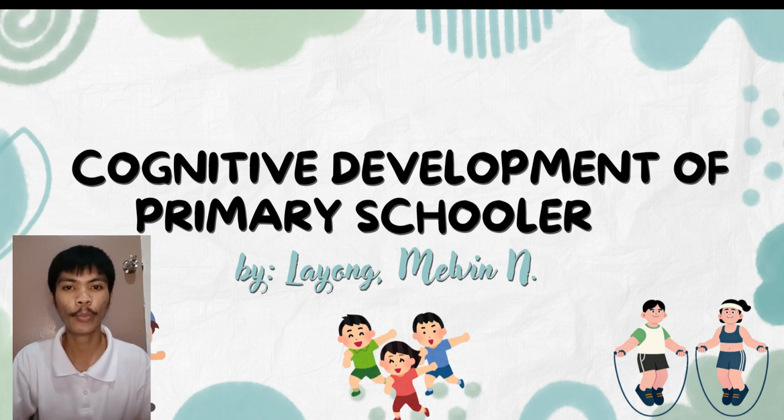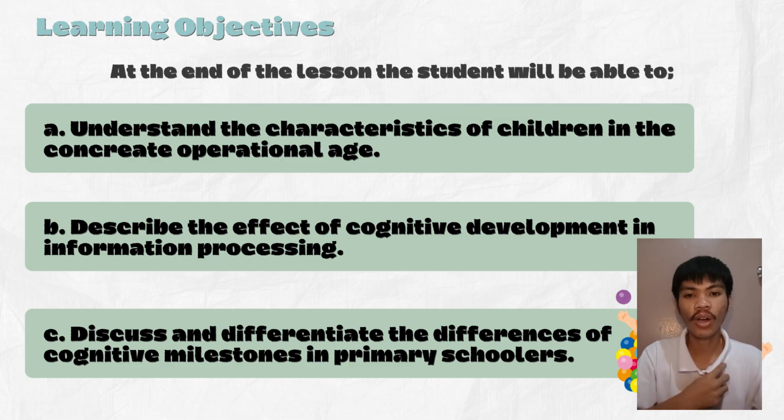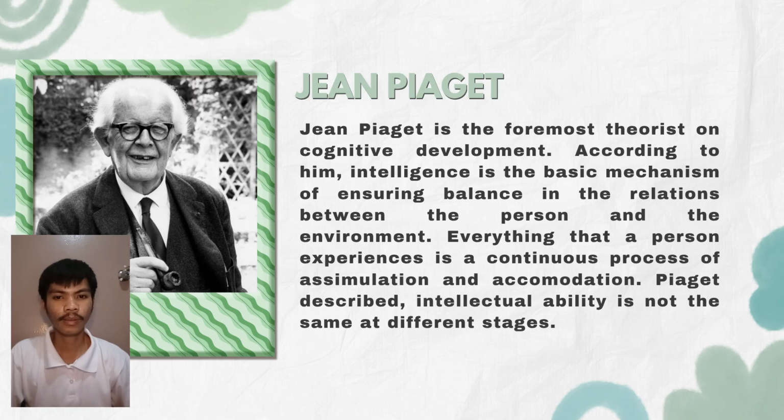So today I will be discussing the cognitive development of primary schoolers. Our learning objective for today is that at the end of the lesson the students will be able to understand the characteristics of children in the concrete operational age. Second, describe the effect of cognitive development and information processing. Last, discuss and differentiate the cognitive milestones in primary schoolers.